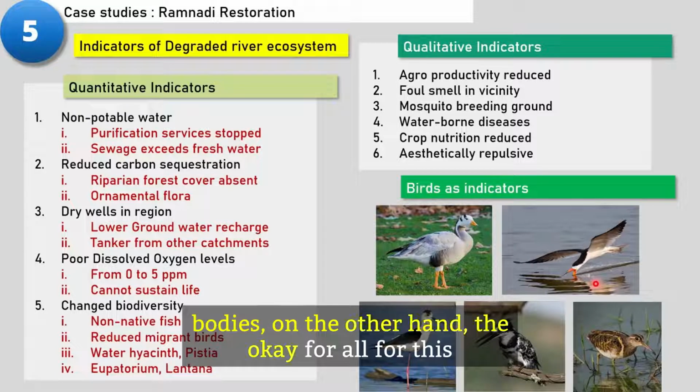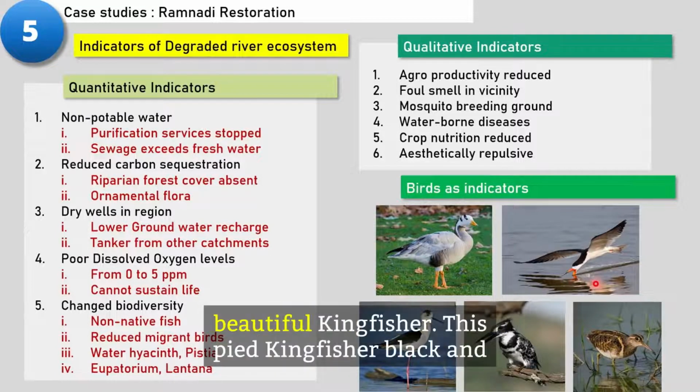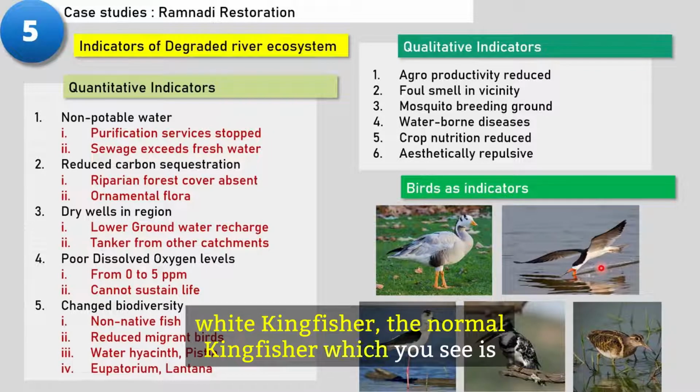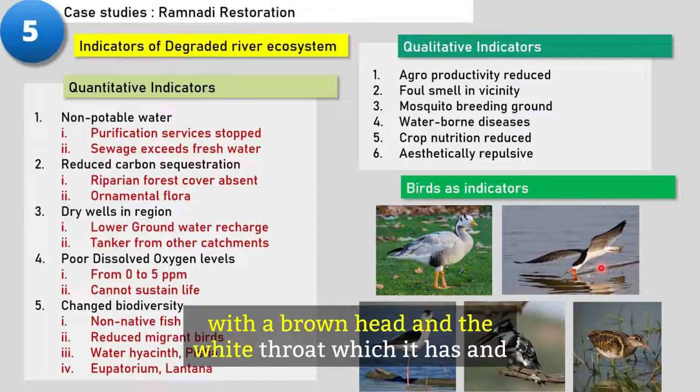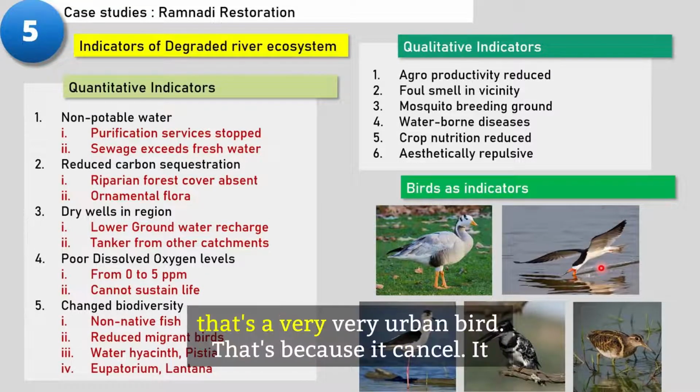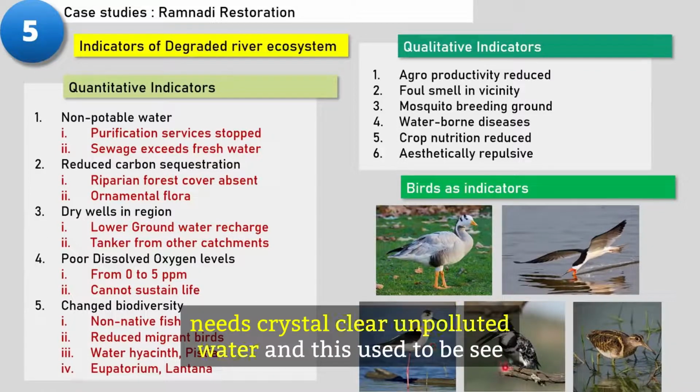On the other hand, there is this beautiful kingfisher, the pied kingfisher, the black and white kingfisher. The normal kingfisher which you see is the white-throated kingfisher. It's a blue-colored kingfisher with a brown head and a white throat. And that's a very, very urban bird, because it can survive. The pied kingfisher needs crystal clear, unpolluted water.